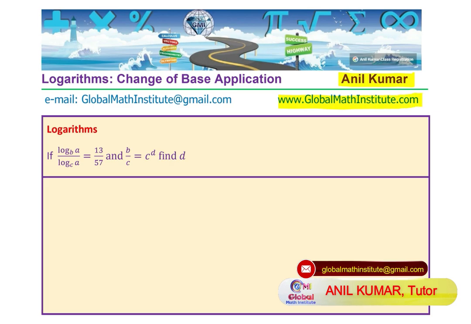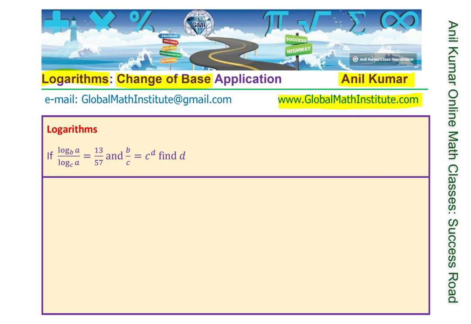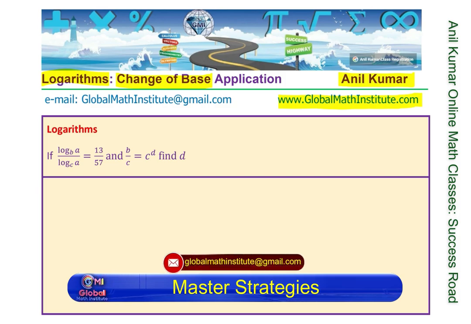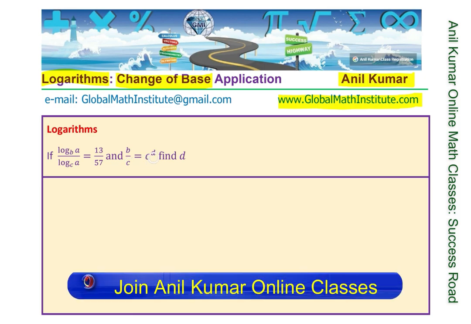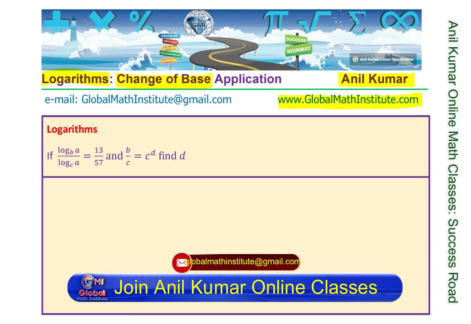In this video, we have an excellent question based on logarithms. We'll understand how we apply change of base to solve very tricky questions. If log to the base b of a divided by log to the base c of a equals 13 over 57, and b over c is c over d, find d.